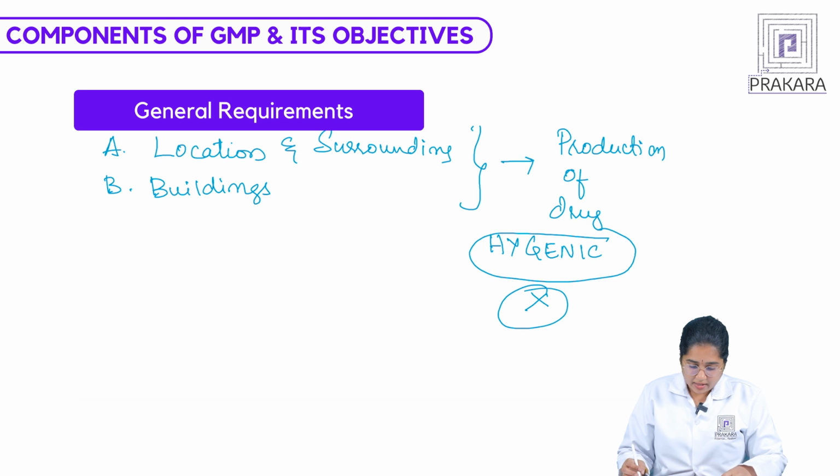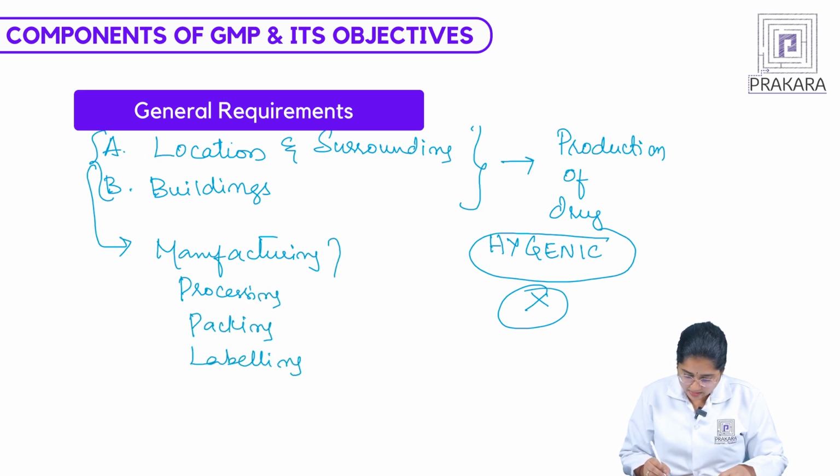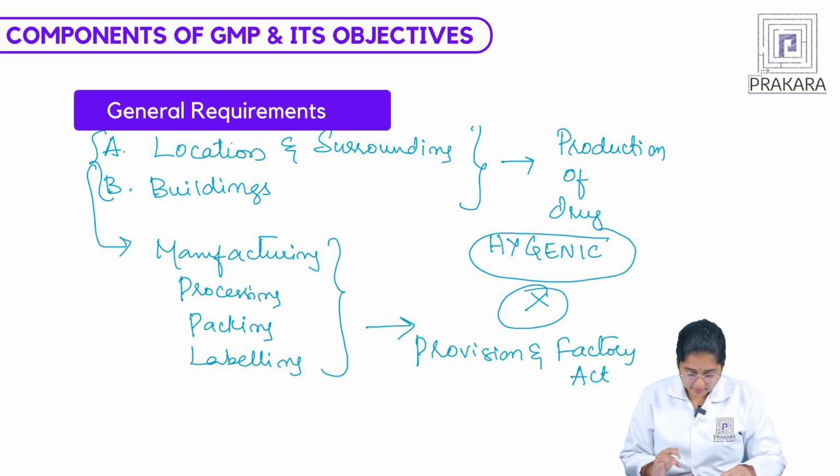The premises used for manufacturing, processing and packing finally. After packing, what is the step? It is labeling. These things should be under the Provision and Factory Act. They should maintain the Provision and Factory Act. This is about the general requirements.